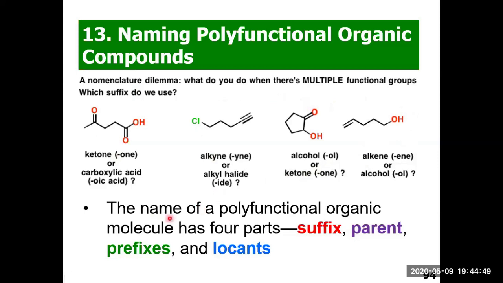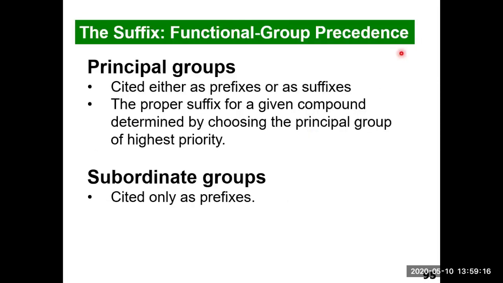In IUPAC nomenclature, the naming of polyfunctional organic molecules has four parts: the suffix, the parent, the prefixes, and the locants. In the first part of this lecture video, we will discuss the different parts of polyfunctional organic molecules, starting with the functional group precedence, or how we choose the suffix for a polyfunctional organic molecule.